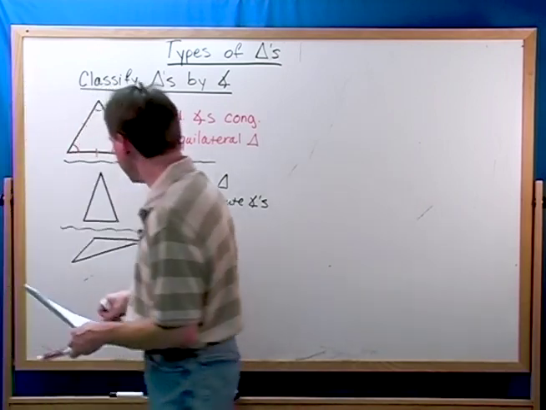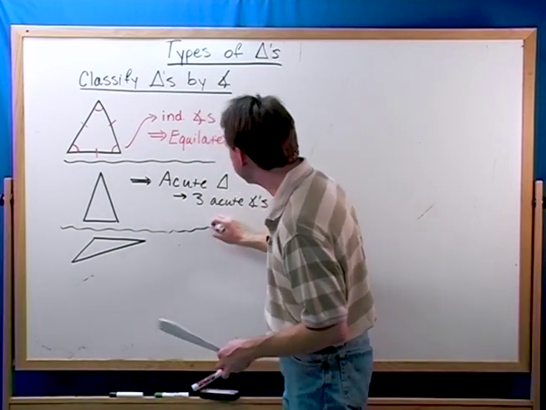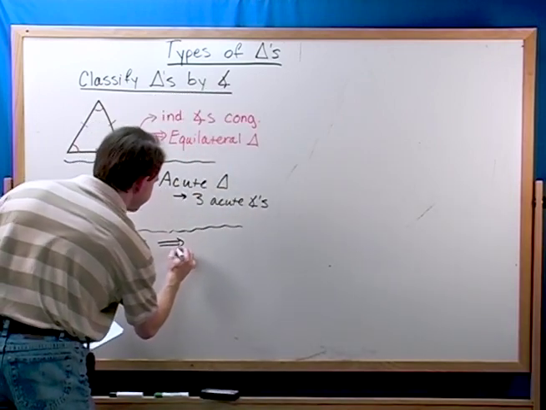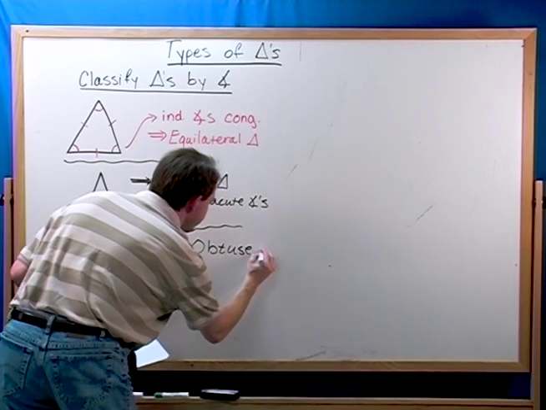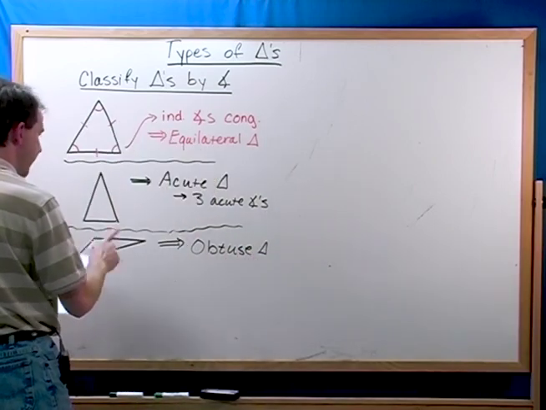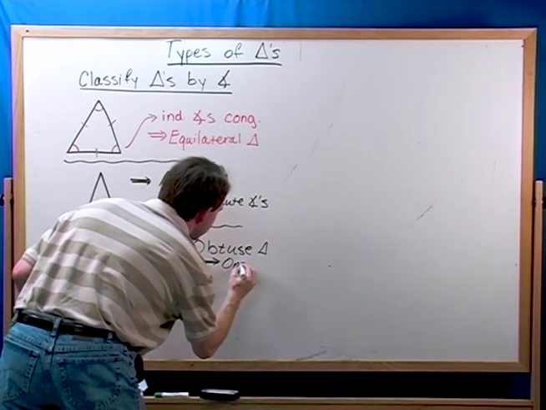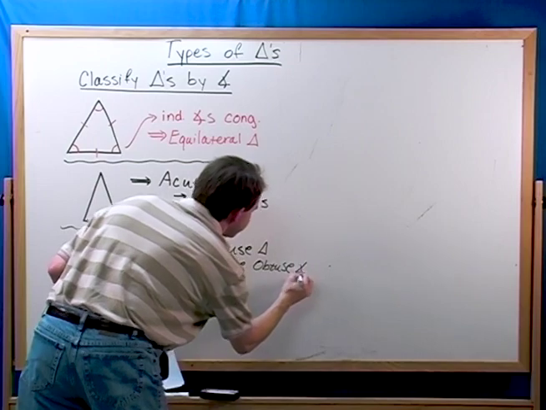Something like this. Okay, this type of triangle, now I'm just going to go ahead and write it down here and we'll talk about why it's the case. It's called an obtuse triangle. Okay, and the reason is because it has one obtuse angle.